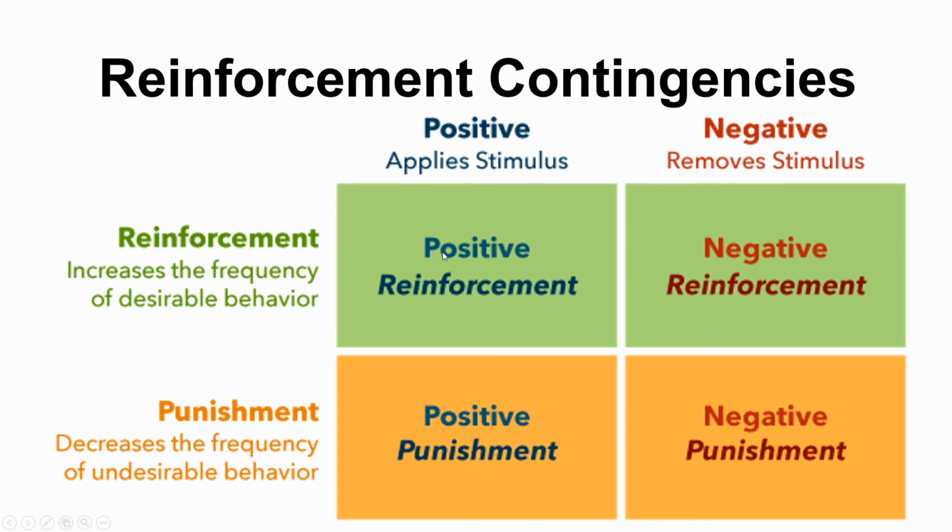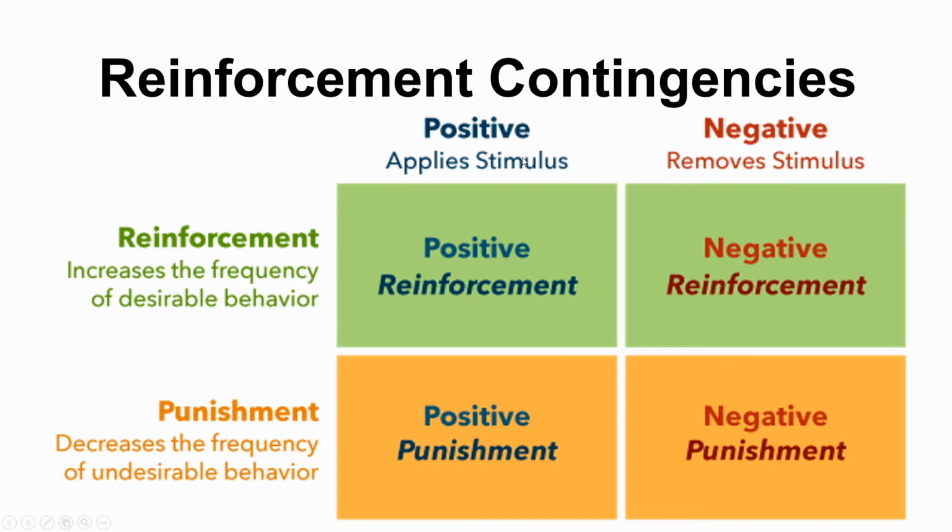So if we have positive reinforcement, we know that we are applying a stimulus, and specifically we're applying a stimulus that increases the frequency of the desired behavior. So this would be the example of you push the lever and you get food. So you're being given a stimulus, you're being given something, food, and by being given that good thing, you are more likely to do that behavior, pushing the lever, in the future.